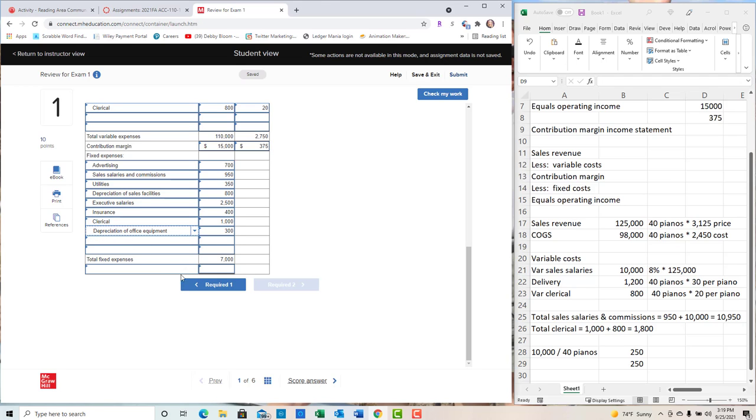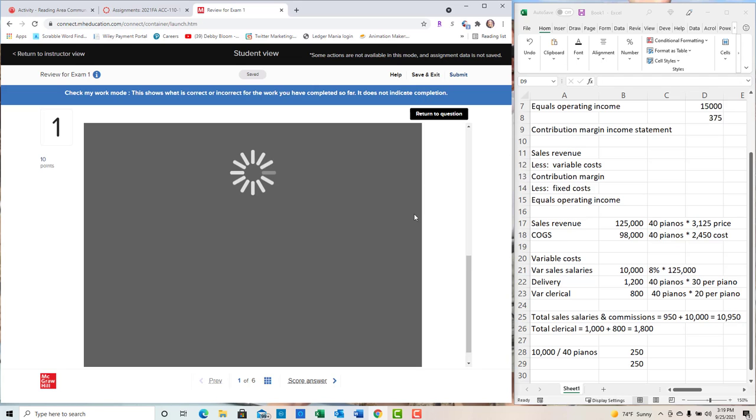Now that we've got our total fixed expenses, we take our contribution margin and we subtract our fixed expenses to come down to our net operating income. So $15,000 minus $7,000 gives us $8,000, and it should be the same operating income that was calculated in requirement 1.